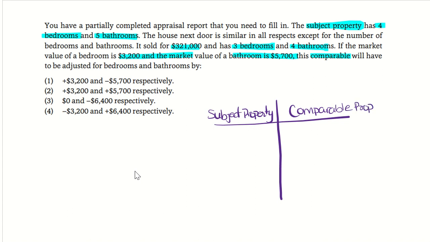When I do my questions, I always use CP and SP. You don't want to spend too much time writing the whole word. I only did it for you here. So when you start these types of questions, do the T-chart, write SP for subject, CP for comparable, and then just jot down what is given to you. So for the subject property, we have a 4 bedroom, and we have a 5 bathroom.